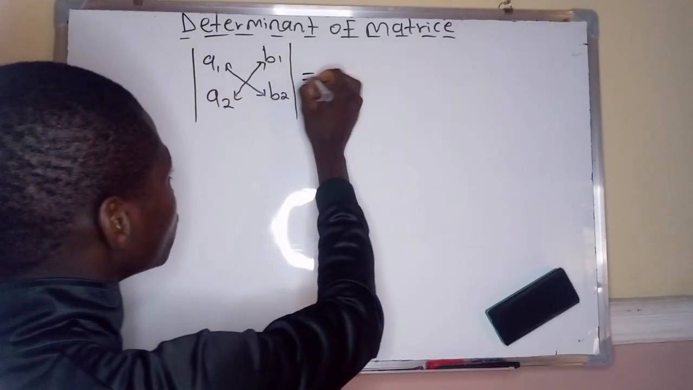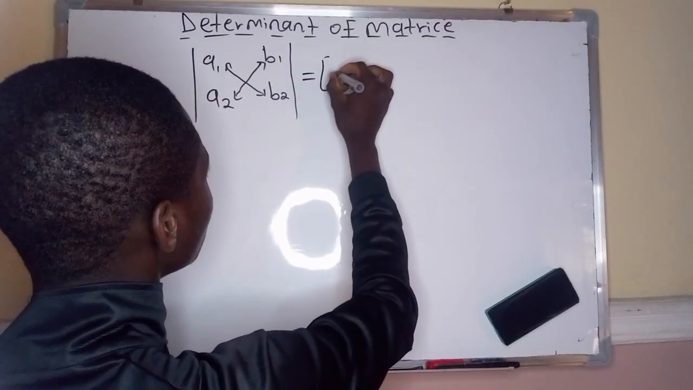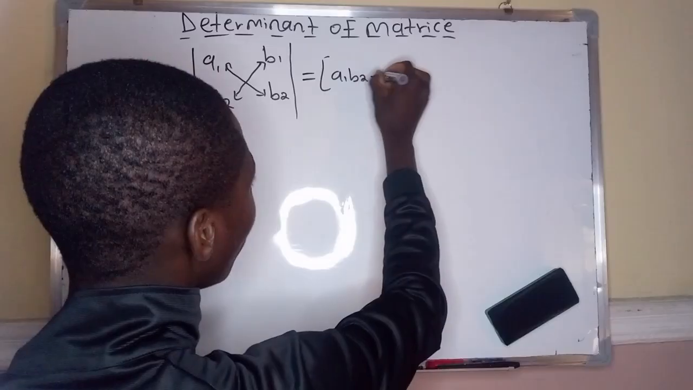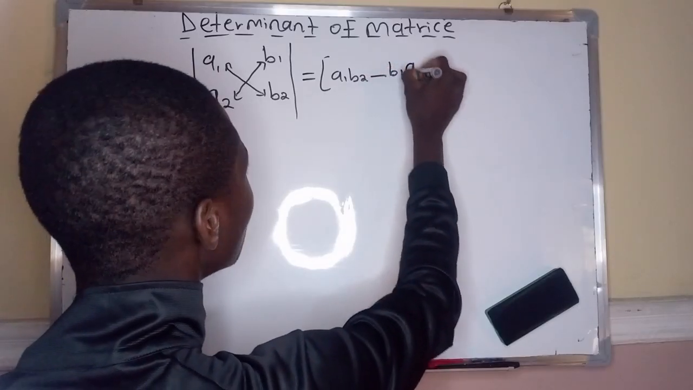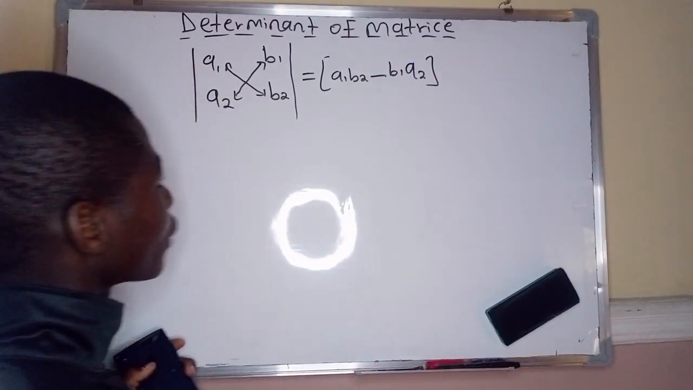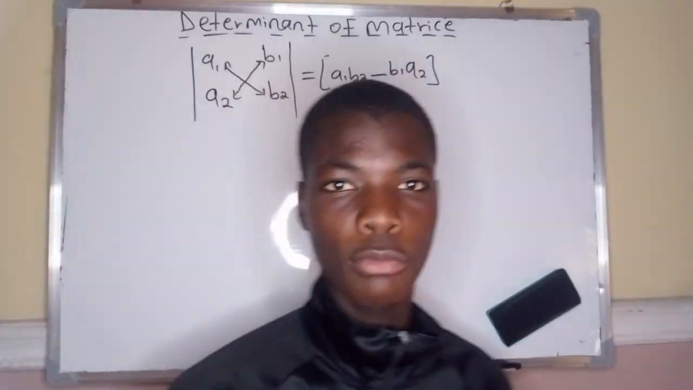So which will be equal to A1 B2 minus B1 A2. So this is the determinant of this 2 by 2 matrix.